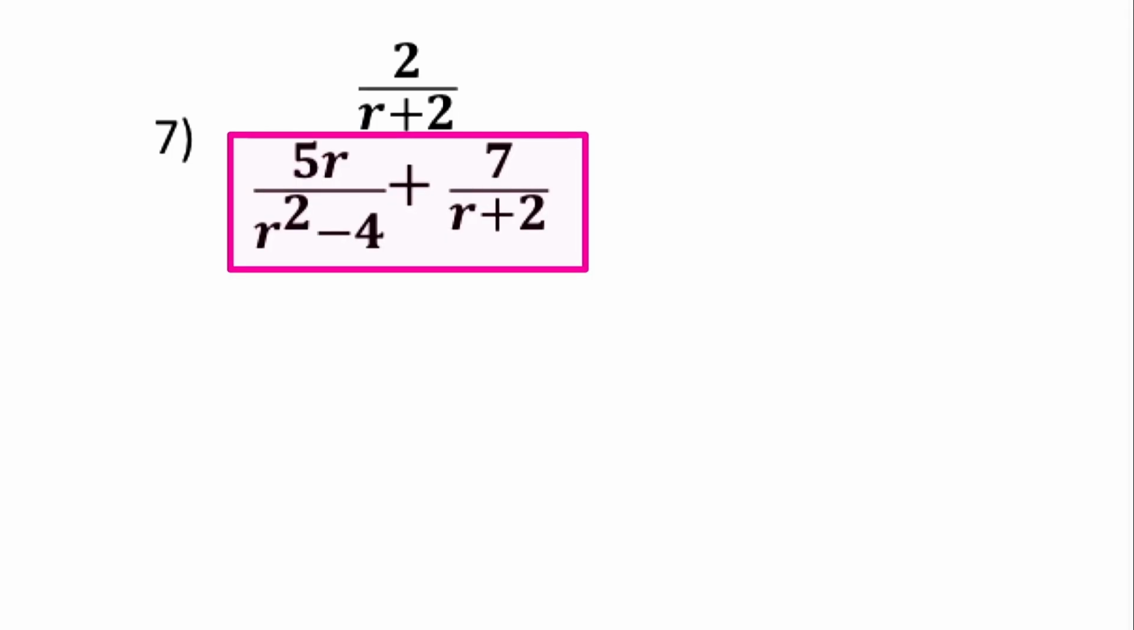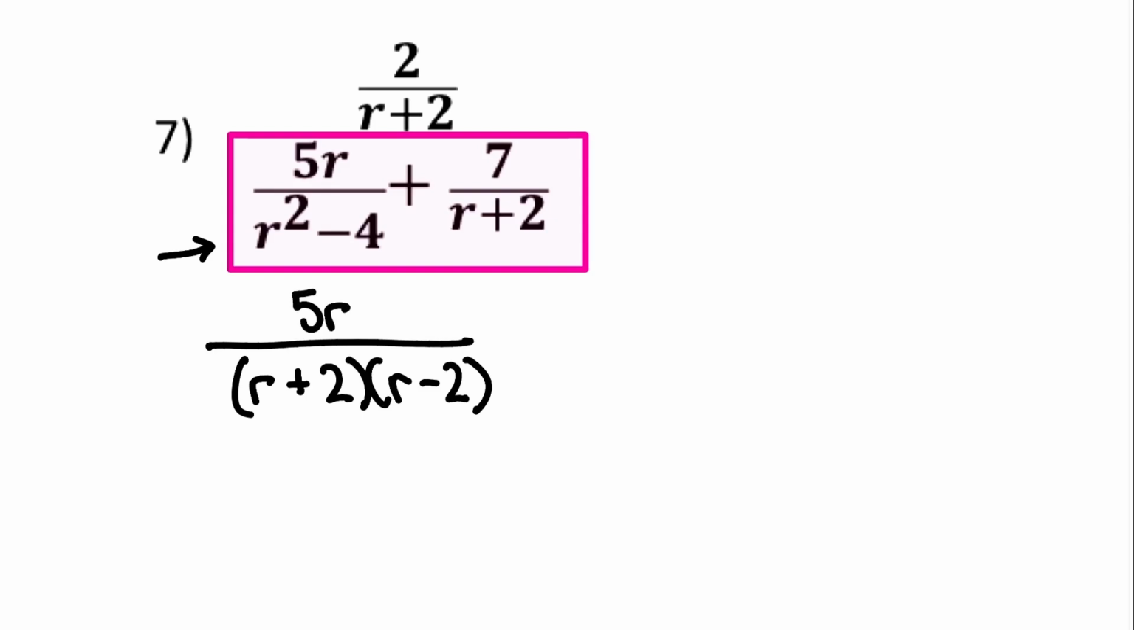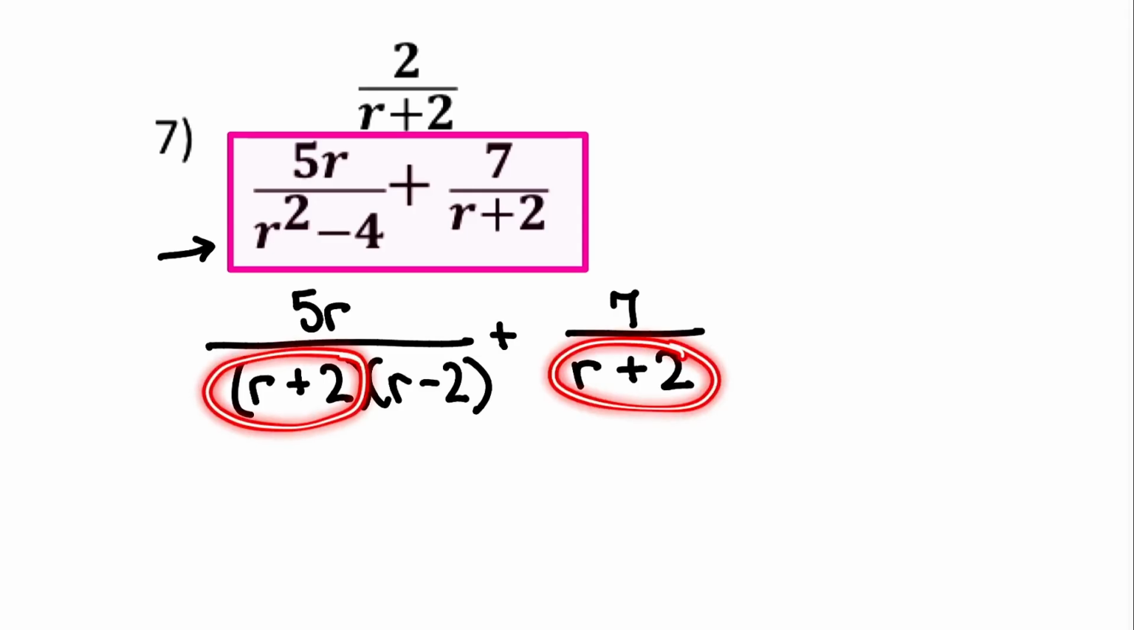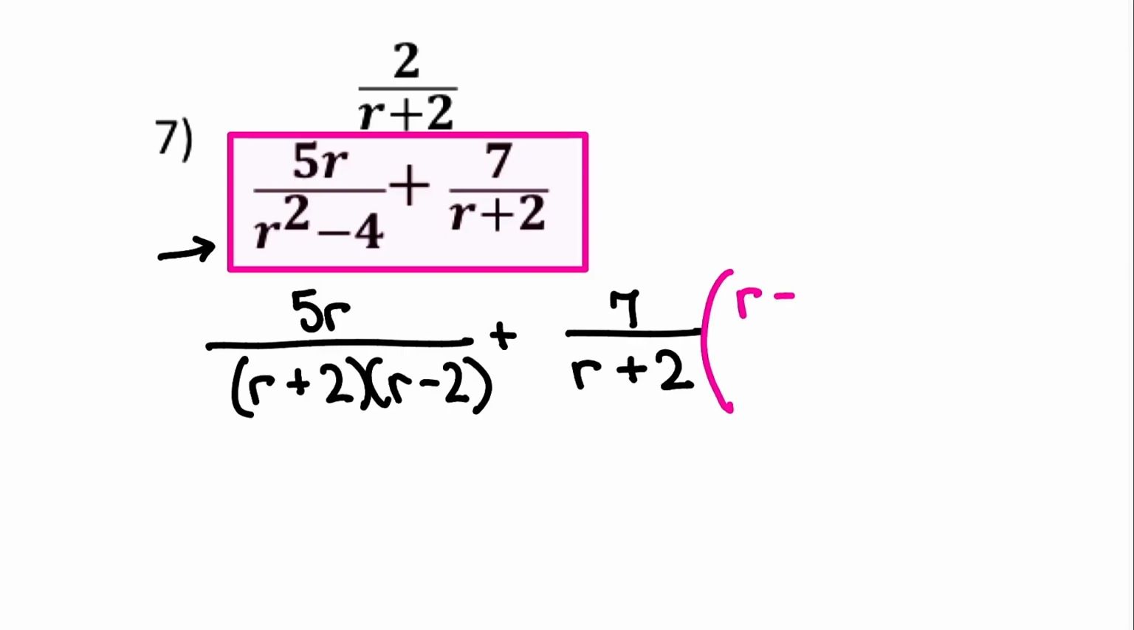So in order to do the denominator, we have a difference of squares here, and that's going to factor to r plus 2, r minus 2. Our numerator is still 5r, and we are adding 7 over r plus 2. You can see here that r plus 2 is included in both, but we need the denominators to be the same. So what we're going to do is multiply the right side here by r minus 2 over r minus 2.